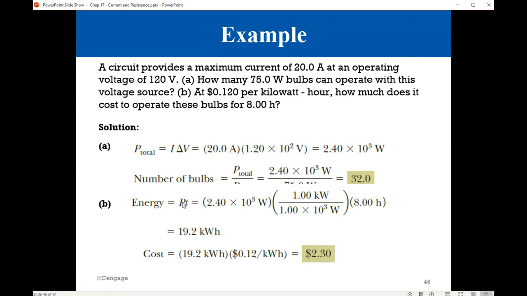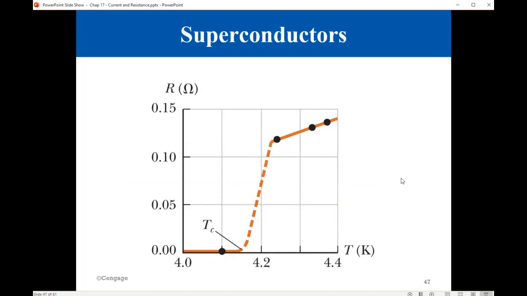it's 32. So now the total energy: you multiply the power by the time, power 2.4 by 10 to the power 3. And here we have 8 hours for the time. This is just a conversion factor from watt to kilowatt. So it is 19.2 kilowatt hour, multiplied by the cost per kilowatt hour. So the total cost would be $2.30.